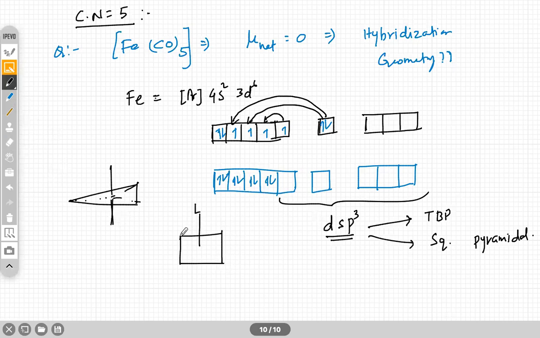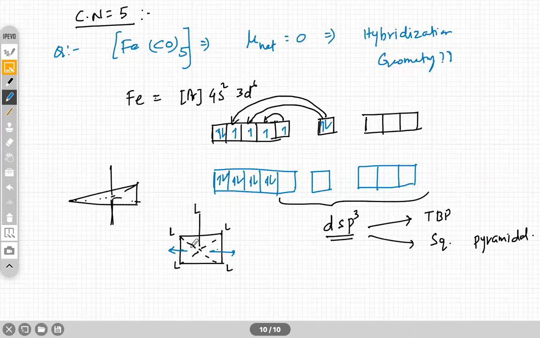In a square pyramidal, what happens? All these ligands you see, because the bond has considerable polarity, we have dipole moments, right? Because of these two dipole moments, we have a net dipole moment in this direction, and these two cancel out. But because of this, we have some mu net in the molecule. Mu net should not be equal to 0 for a square pyramidal geometry.